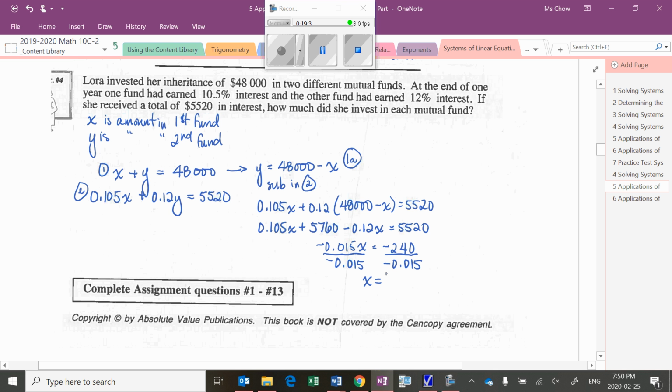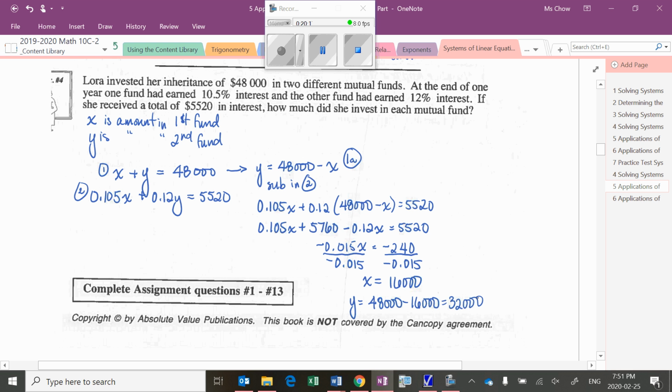And that gives us, let's use the calculator for this one, negative 240 divided by negative 0.015. So that gives us x is 16,000. That seems like a large number, but we've got a total of $48,000 to invest, so that seems reasonable. $16,000 ends up being 1/3 of that amount. And so x plus y is 48,000. That tells us y is going to equal 48,000 minus the 16,000, which is $32,000.